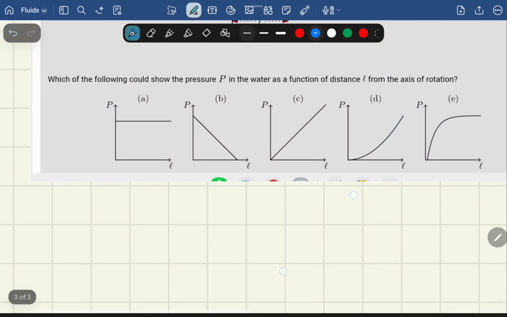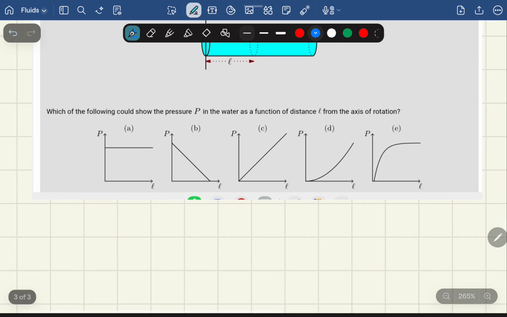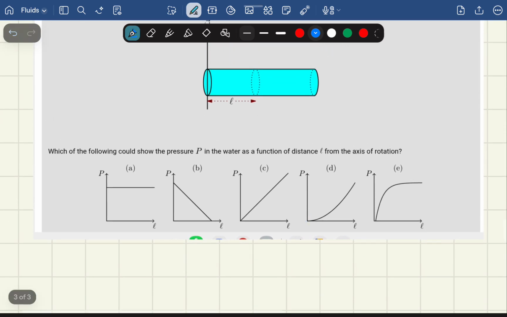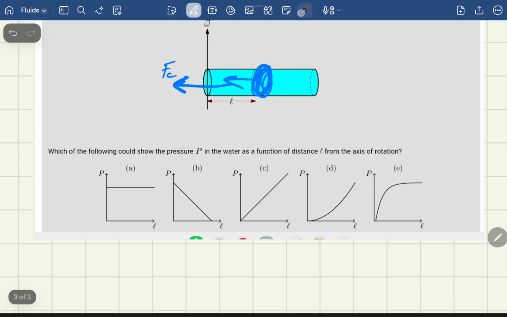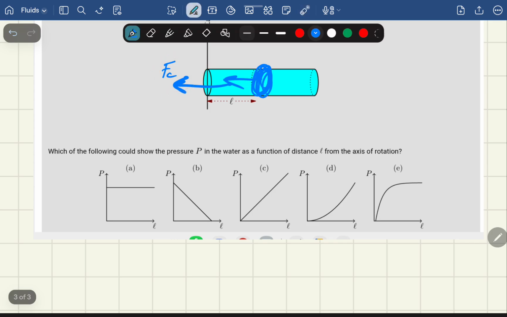So, we have two forces, right? We have a centripetal force, and that force is actually going to be provided by the water pressure at that distance L, pushing left, and that's going to provide the centripetal force needed to maintain a uniform circular motion.